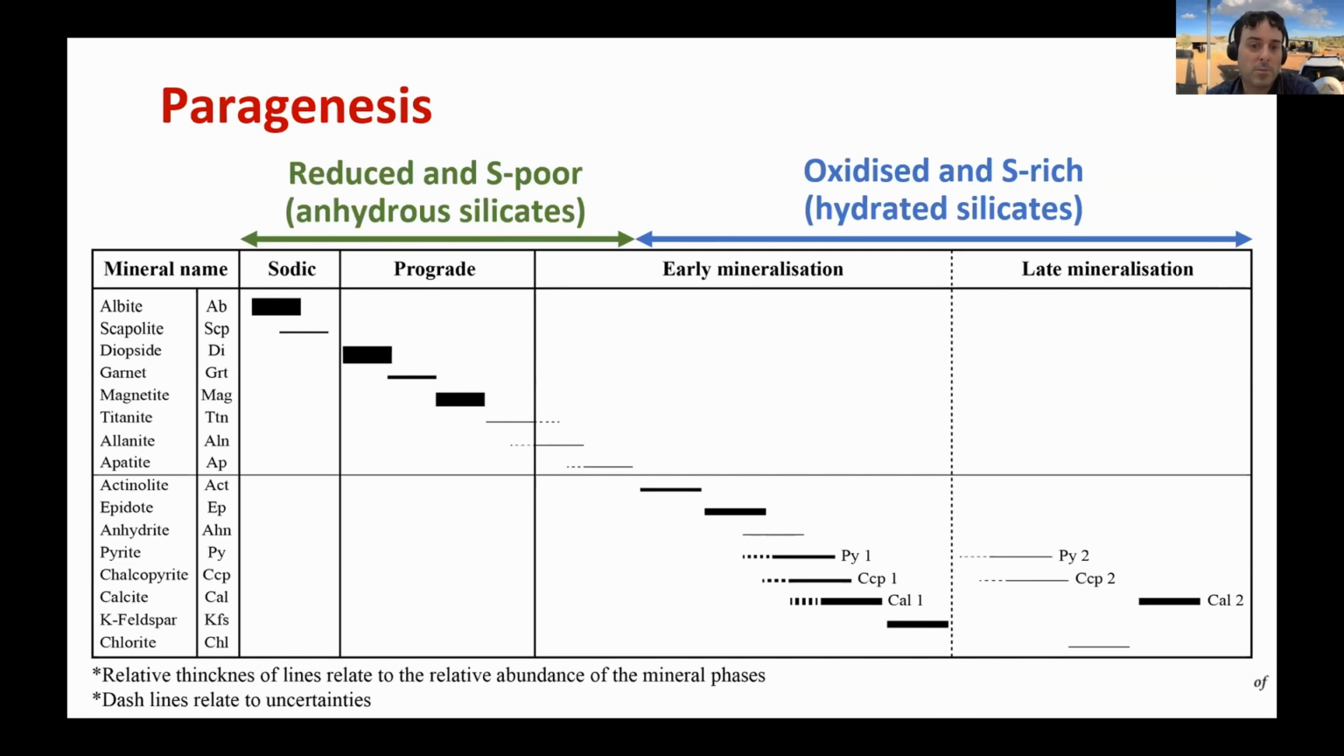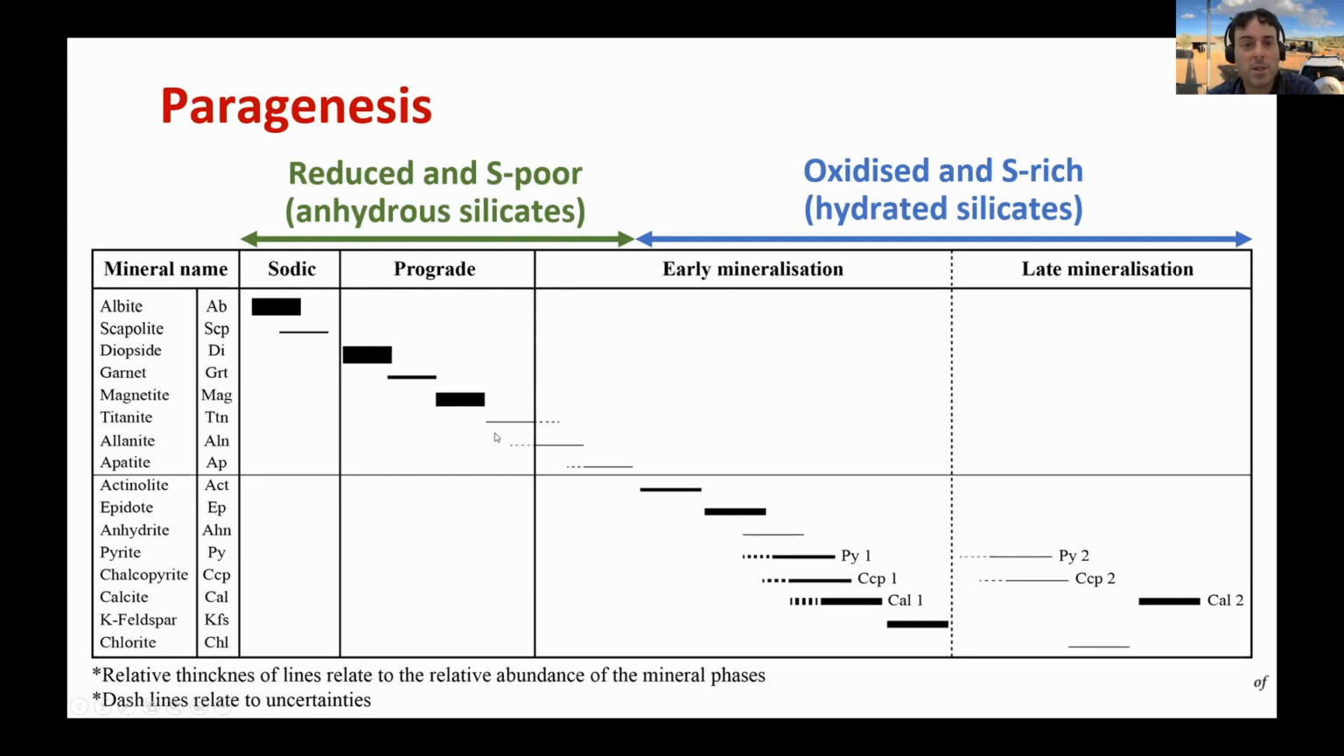We've also done paragenetic studies at SWAN. We've looked at around 75 samples or so, and this is the paragenesis that we came up with. There are two main stages. There's an early stage that's reduced and sulfur-poor, consisting mostly of anhydrous silicates, with a sodic phase, which is albite and scapolite. It is followed by a more prograde phase, which has diopside, garnet, magnetite, titanite, and allanite, which is the rare earth-rich epidote.